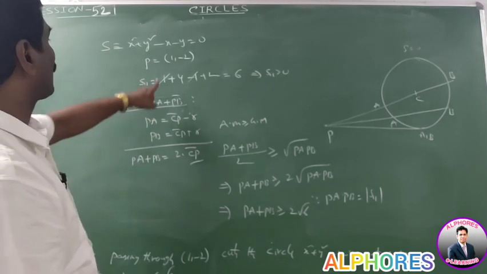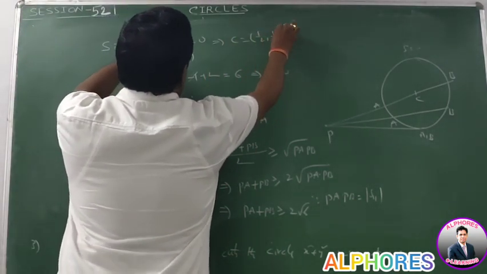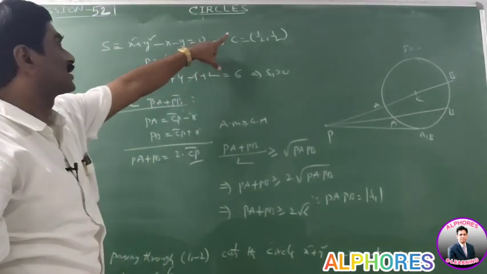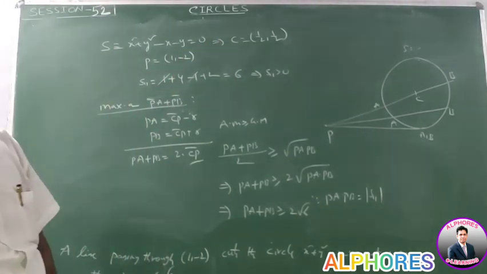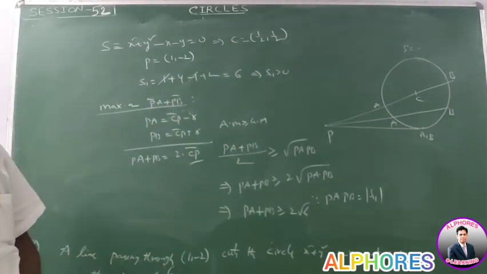C means the center of the circle, which is (1/2, 1/2). P is (1, −2). By using the distance between these two points, we get the CP value. So the maximum value is equal to 2CP. Find the distance between the two points for the range of this value.